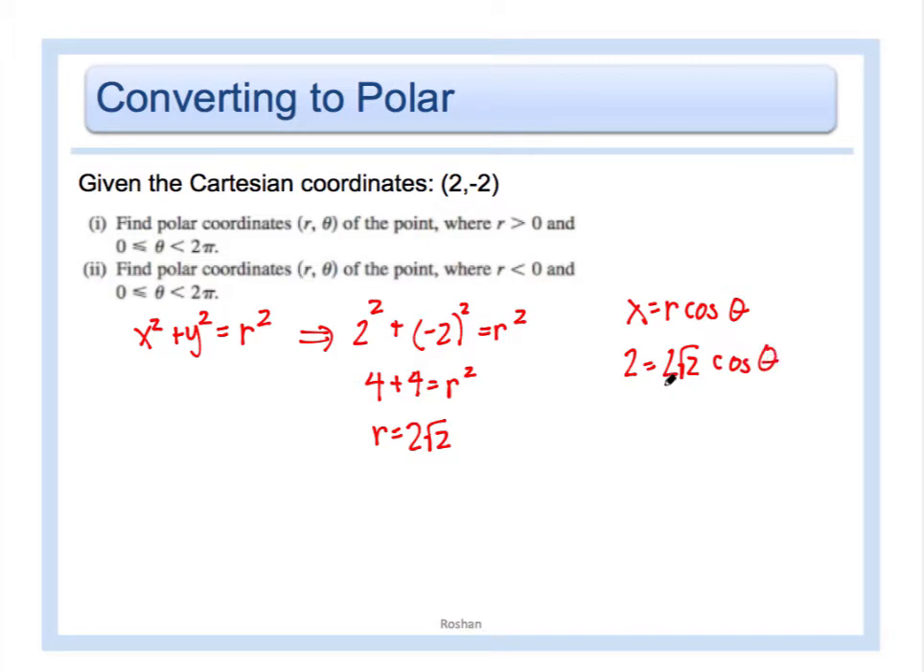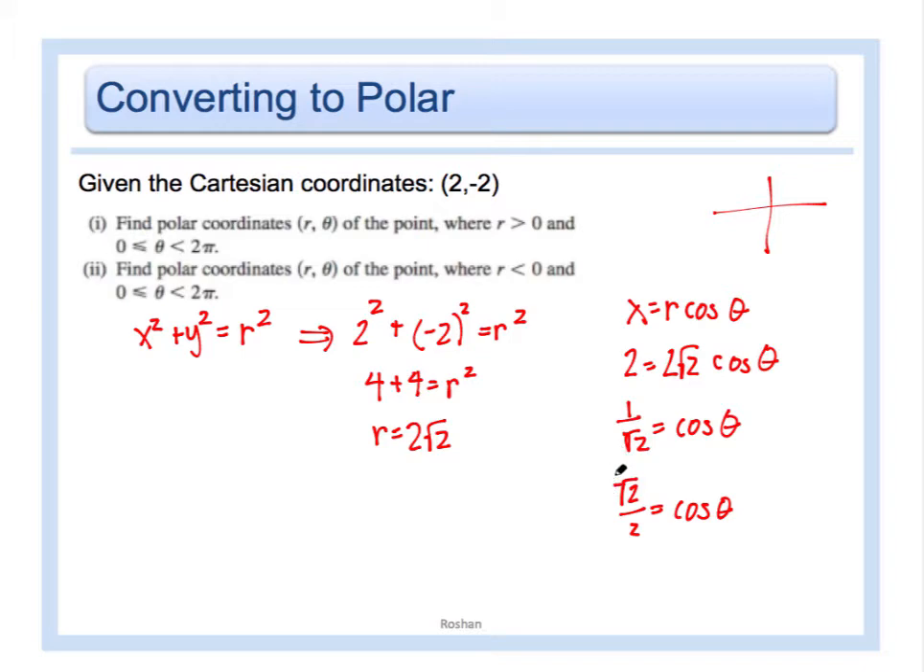Divide both sides by 2 root 2, and I get 1 over root 2 equals cosine theta. If that doesn't immediately come to you, then you know that 1 over root 2 is the same thing as root 2 over 2. So that should help you get back to your 45, 45, 90 triangle. And you should know that the theta is pi over 4.